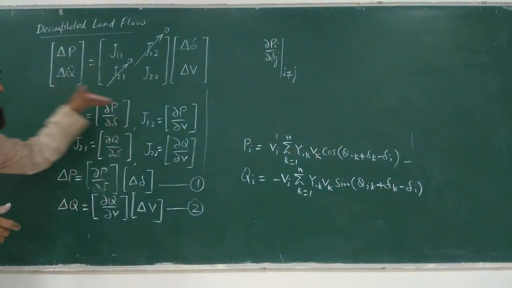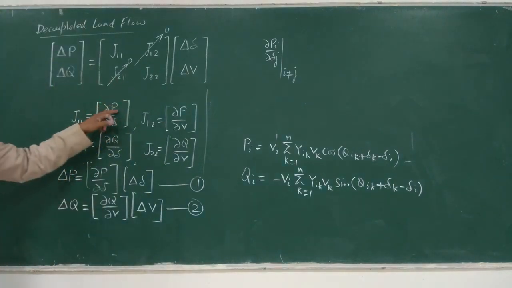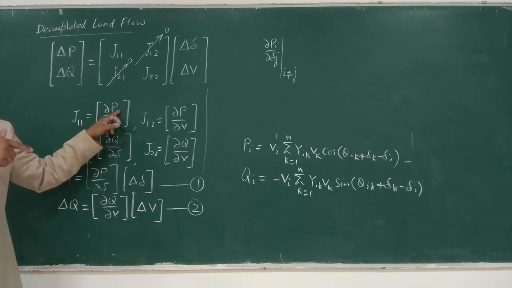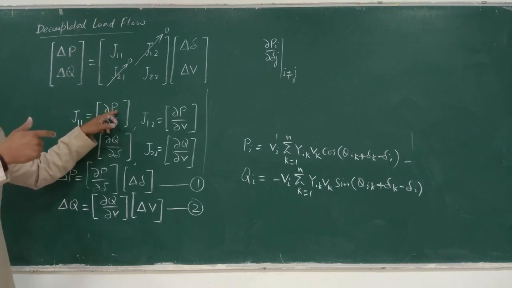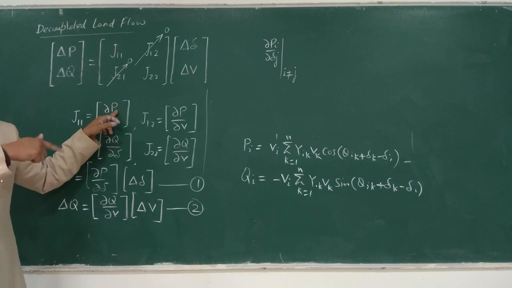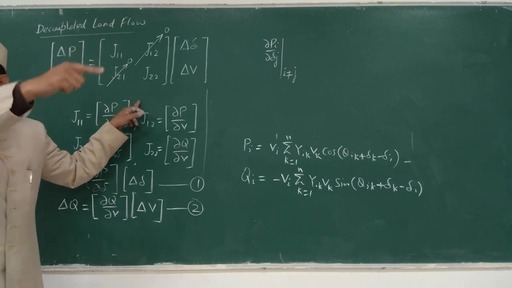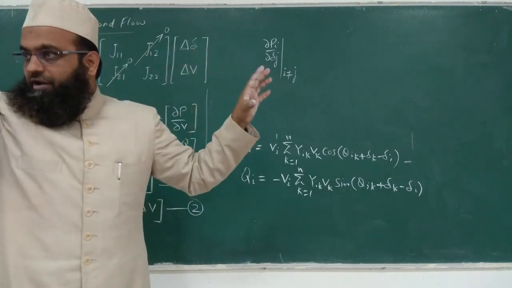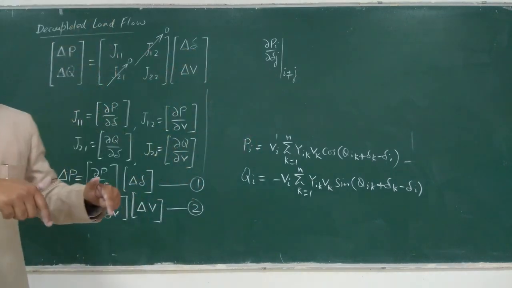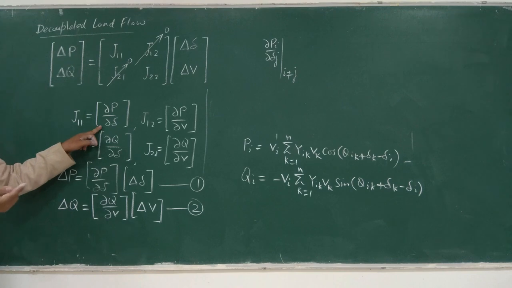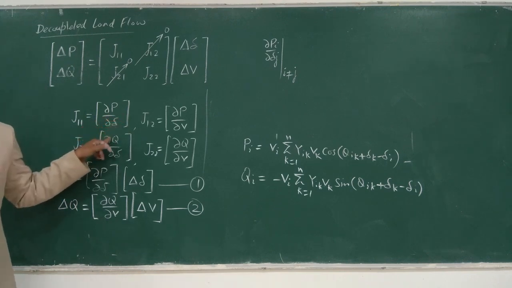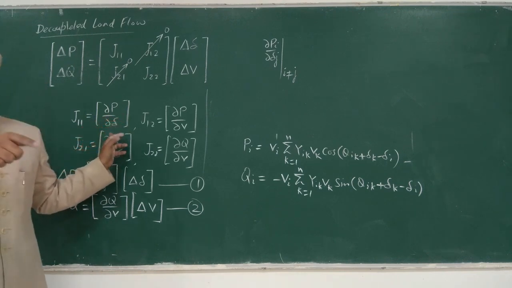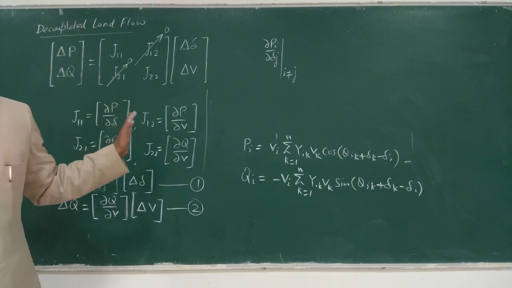So this will be 15 by 15. So how to write the first row? So first row will be del Pi upon del delta 1, so I will be 1. Del P1 upon del delta 1, del P1 upon del delta 2, up to del P1 upon del delta 15. So dimension is 15. So write second row. Last row will be del P15 upon del delta 1, del P15 upon del delta 2, and so on. You may write that.